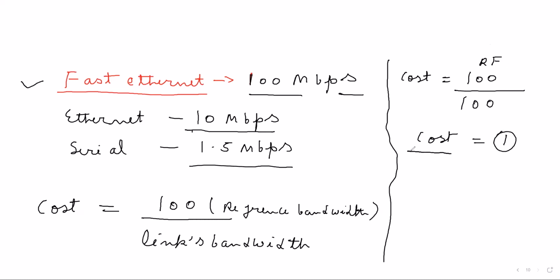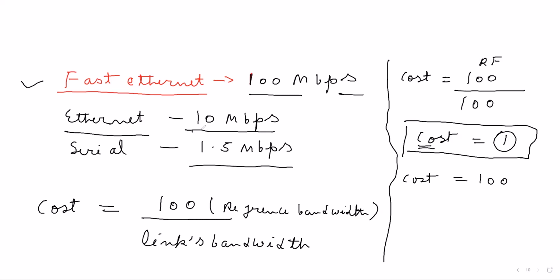So this is the technique OSPF uses to find out the cost of a link. If I want to know about Ethernet, the reference bandwidth is the same, 100. The Ethernet link bandwidth is 10. So 100 by 10, the cost would be 10 for Ethernet. This is the way OSPF finds the cost of a serial link.